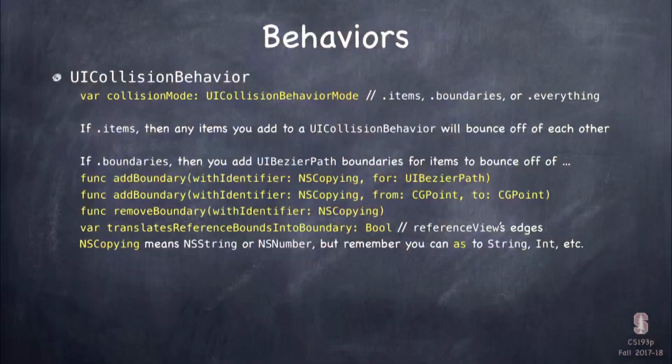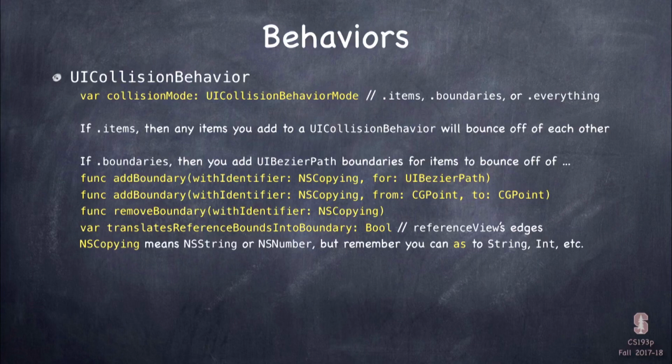Then there's collision behavior. This is probably the most common behavior. This is objects, UIViews bouncing into each other or bouncing off Bezier paths, basically, in the background. And you set this up just by adding any fixed boundaries you want as Bezier paths, usually, and then adding items. And you can control whether the items bounce off each other or only off these boundaries, these Bezier paths that you set up. All these Bezier paths are in the reference view's coordinate system, by the way. They're not actually drawn or anything. They're just conceptually boundaries in the space.